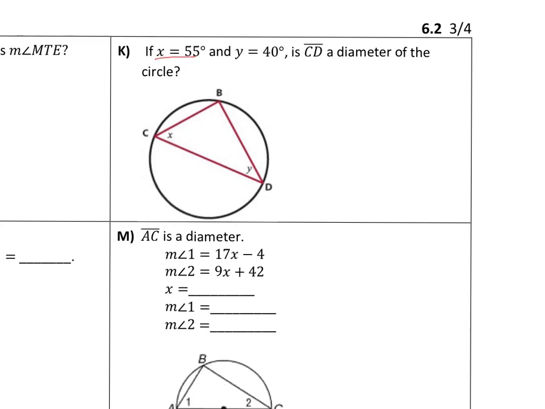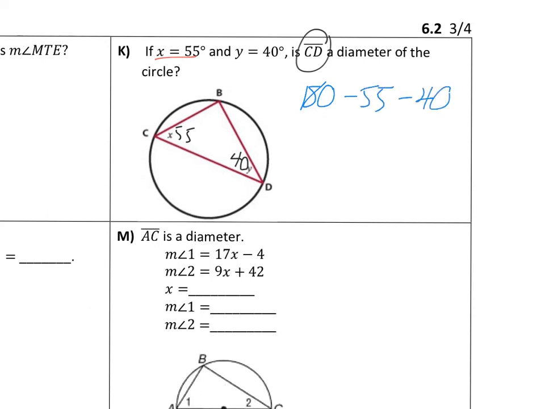And for this next problem, they tell me that in my picture, X is 55, this angle down here, and Y is 40 degrees. What they want to know is, is CD actually a diameter in my circle? Now, if it is, what would have to be true is that this right here would have to be 90 degrees. So that's essentially what I'm asking myself. Is this going to be 90 degrees? Well, what do I know about a triangle? It has 180 degrees total. Two out of three angles, 55 and 40.